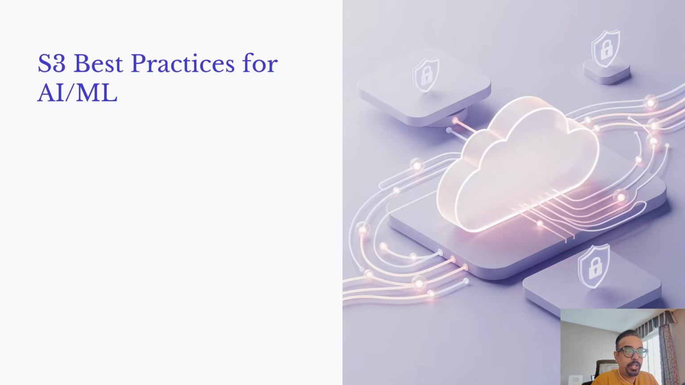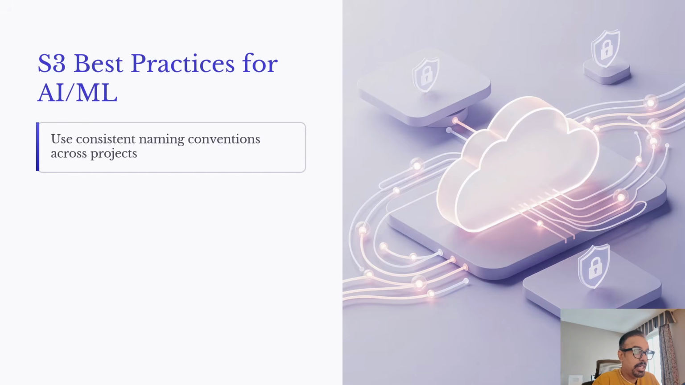Let me share some pro tips that will help you as you scale as a machine learning engineer running your projects on S3. Decide on a standard for bucket names, folder structures, and file names across all the projects. For example, always prefix bucket names with your team name or project code. This makes it easy to find resources months later and prevents confusion when you have dozens of buckets.